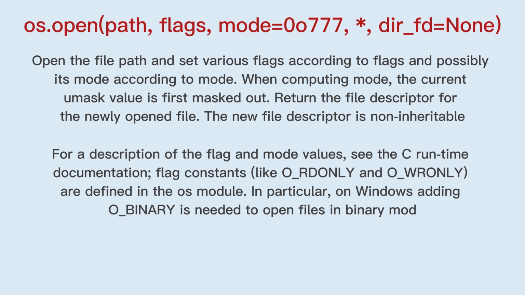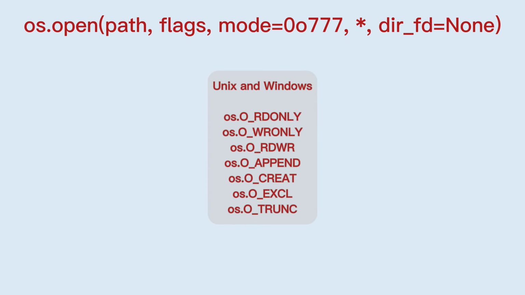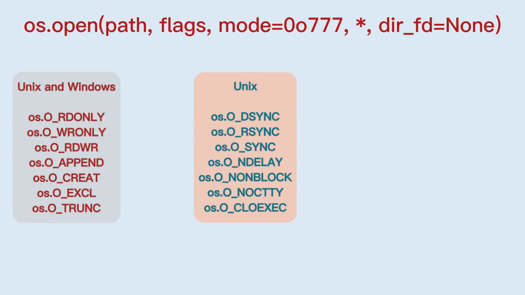Flag constants, like O_RDONLY and O_WRONLY, are defined in the os module. In particular, on Windows adding O_BINARY is needed to open files in binary mode. This function can support paths relative to directory descriptors with the dir_fd parameter. About these parameters we will learn in another episode.